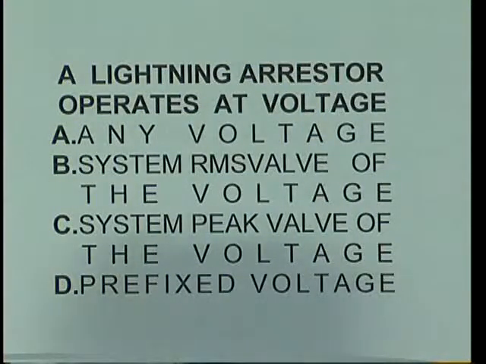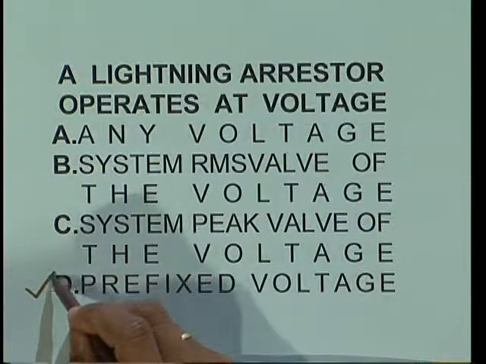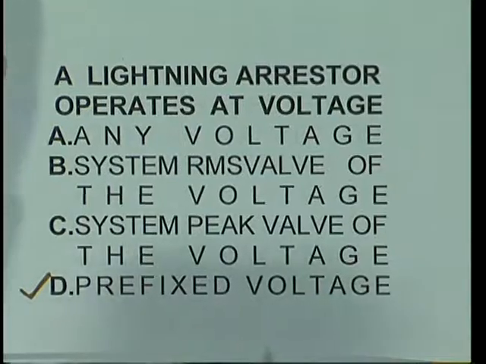Next one is: lightning arrestor operates at voltage A. any voltage, B. system RMS value of the voltage, C. system peak value of the voltage, D. prefixed voltage. So the lightning arrestor operates at only prefixed voltage. That is D, the correct answer.